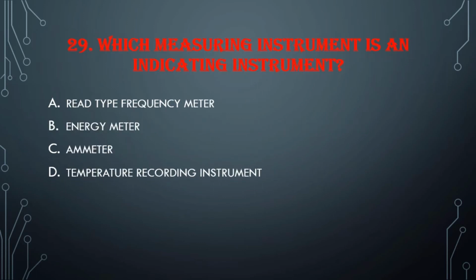The next question for you all, my friends, is: which measuring instrument is an indicating instrument? The options are: A. Reed type frequency meter. B. Energy meter. C. Ammeter. D. Temperature recording instrument. And your time starts now.